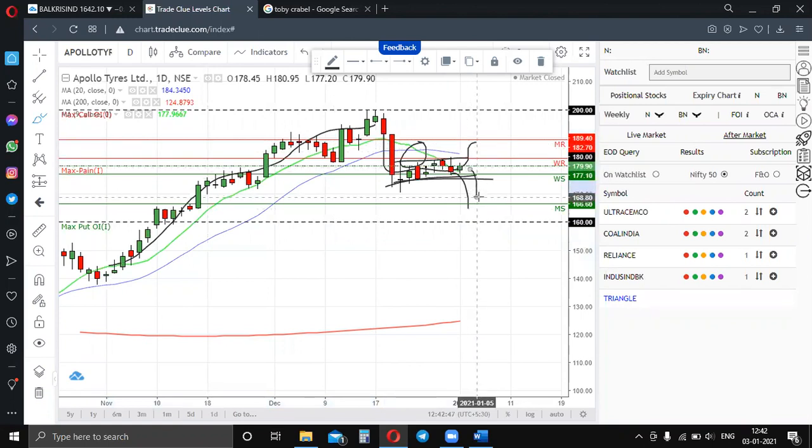So until and unless you get it on price, don't believe much in the indicators. Indicators are just to give you bias. Being a technical analyst, you need to always depend much on pure price action. If I'm getting a cluster breakout from either side in Apollo Tyres, along with the major market direction, I'll be happy to trade in that way. Okay.